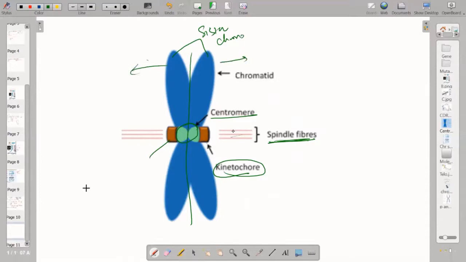During the anaphase, when these sister chromatids are being pulled apart, this in this direction, this in this direction, how are they being pulled apart? They are being pulled apart by binding to kinetochores, which are interacting with the centromere region of the chromosome. The spindle fibers bind to the kinetochore, and these spindle fibers pull the chromatids apart.